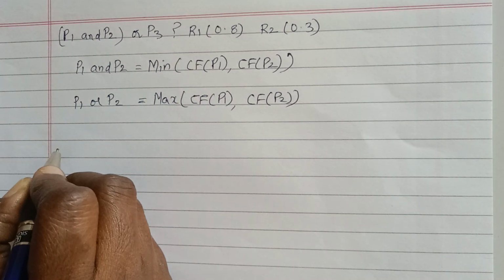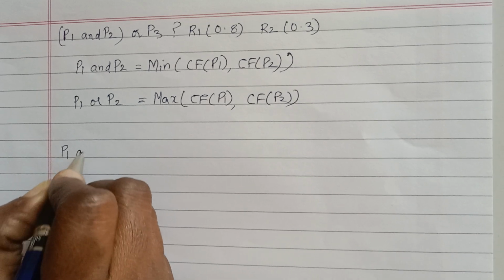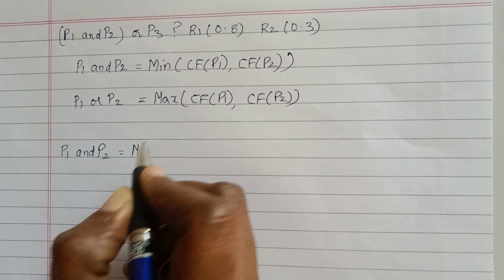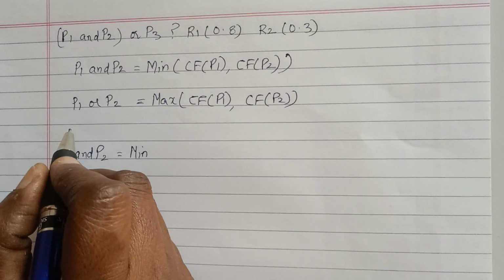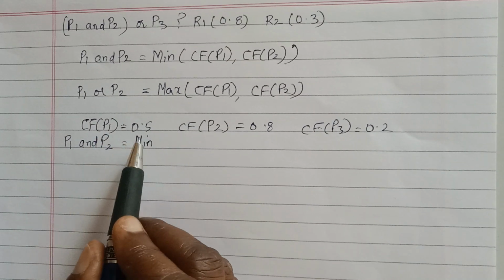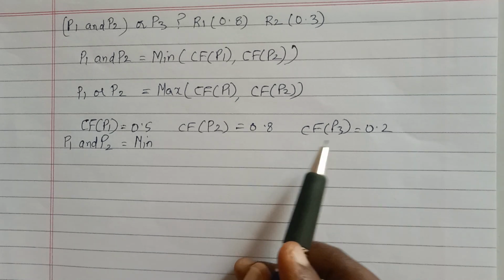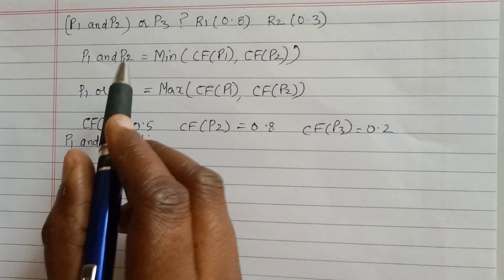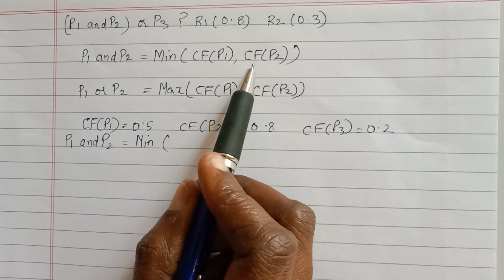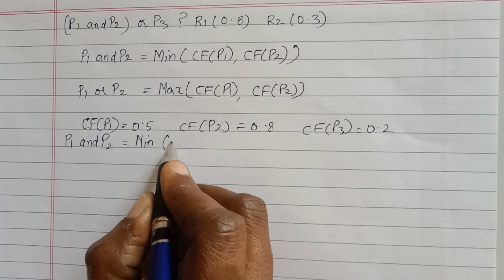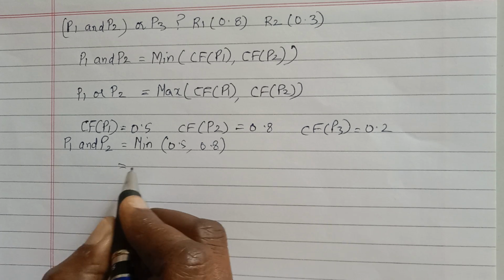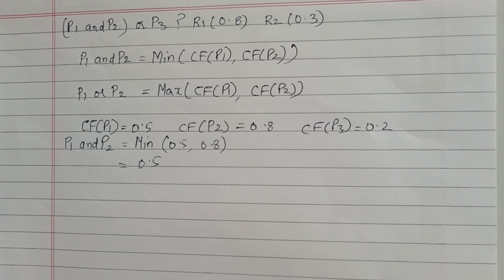First we'll find P1 and P2. That is the minimum of the certainty factors. They are given in the problem: the certainty factor of P1 is 0.5, of P2 is 0.8 and of P3 is 0.2. Now we substitute this in the formula. P1 and P2 means the minimum of CF of P1 and CF of P2. P1 is 0.5, P2 is 0.8. So what is the minimum? The minimum is 0.5. So the value of P1 and P2 is 0.5.